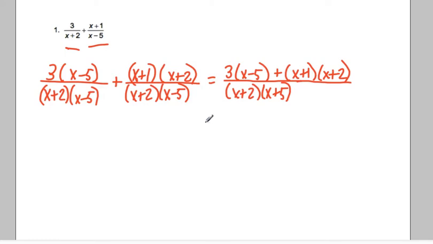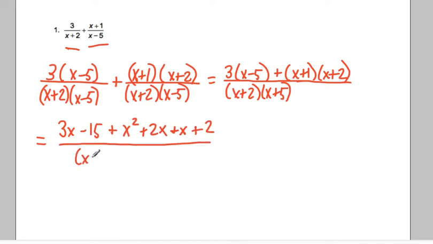Because now at this point, you have to simplify the top. So if I simplify the top, I'm going to come down here, I would take my 3 through, so it would be 3x minus 15. And then I'm going to take this x plus 1 through this one. So that would be plus, because we have a plus here, an x squared plus 2x. We get the x through both of those. And then the 1 times x is x plus 2, over x plus 2, x minus 5.